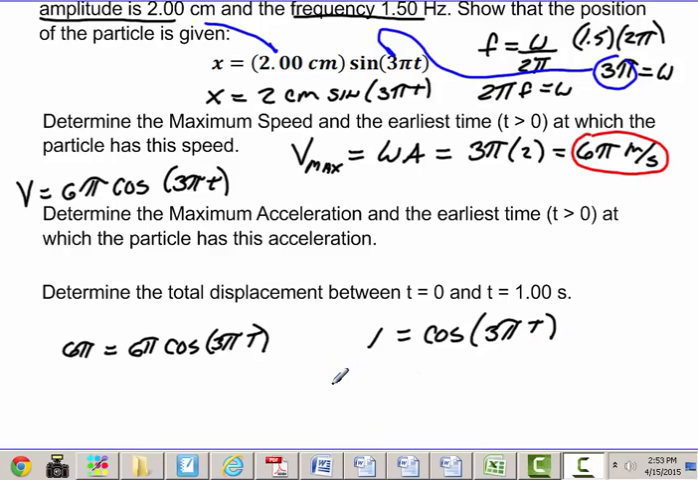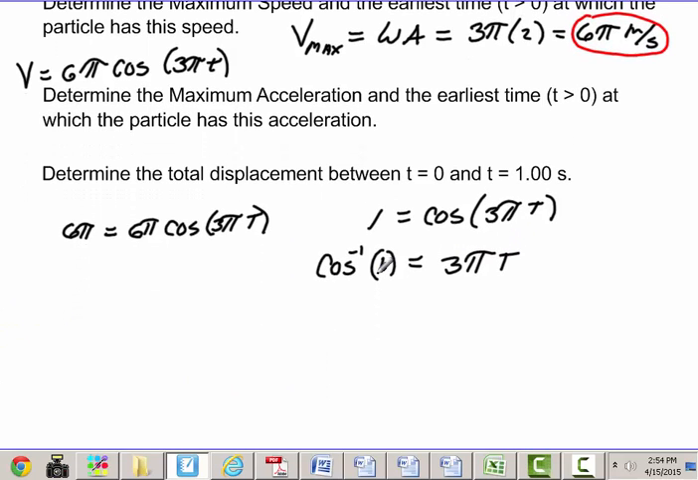Okay, now we'll take the inverse cosine. Inverse cosine of 1 is equal to 3 pi times t. So now when you think about this, the inverse cosine is going to give you a value of 0. So you know when you first start out, since you're going through the equilibrium, you're going to reach your maximum velocity. Now you want to ask yourself, well, when will it occur again?